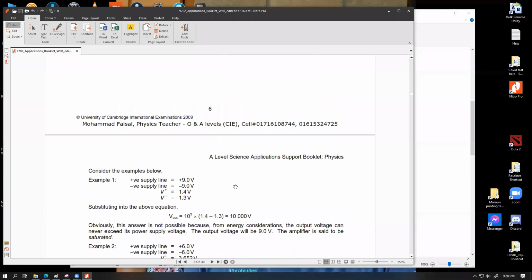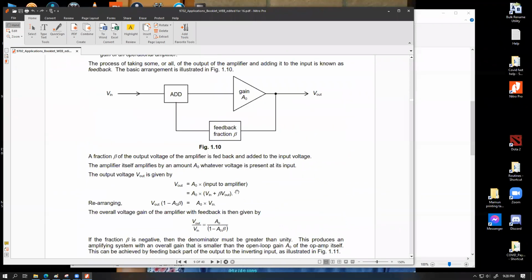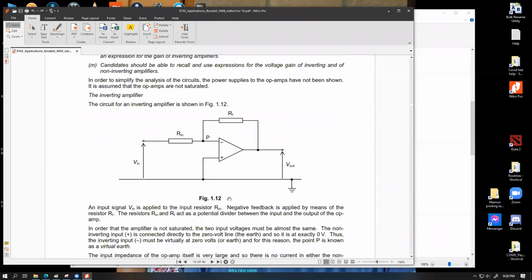But for this part, what are the benefits of negative feedback? You don't need explanation. You just have to remember these things. I told you a bit earlier that we have 3 types of circuits. First, we have the comparator circuit. Then we have the inverting amplifier.